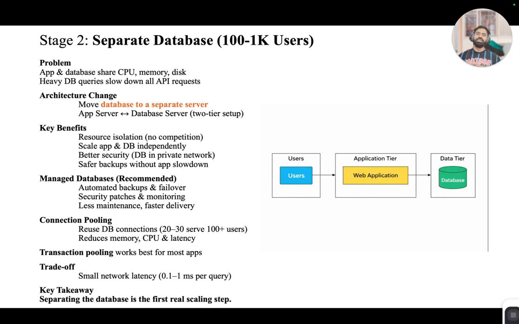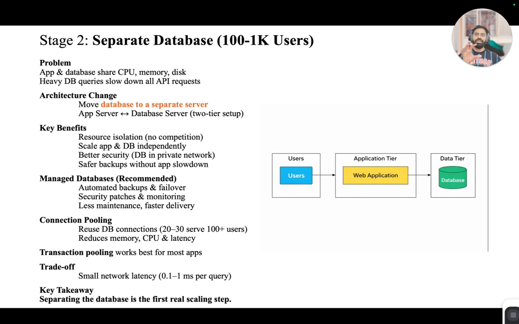There is one thing I forgot to mention, and that is the connection pool. This is actually the hidden upgrade that many people miss. Every database connection consumes memory, file descriptors, and CPU, right? Opening a new connection is expensive and can add 50 to 100 milliseconds per request, right?